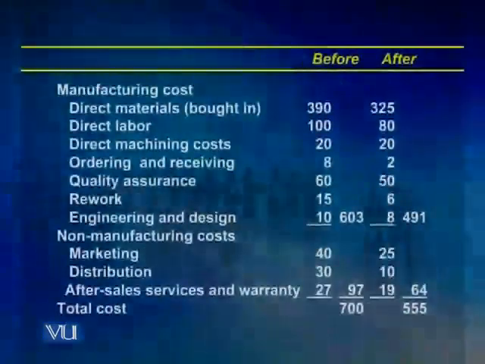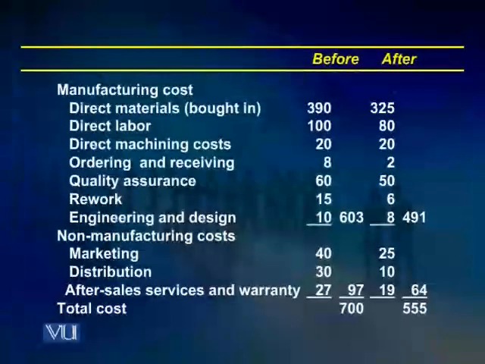So let's look at the slide which shows what was the position before the target costing exercise and what happened after the exercise was completed. This slide is showing two columns: the cost as existed before the target costing exercise. There the cost was rupees 700, and we can see the breakdown of that 700.